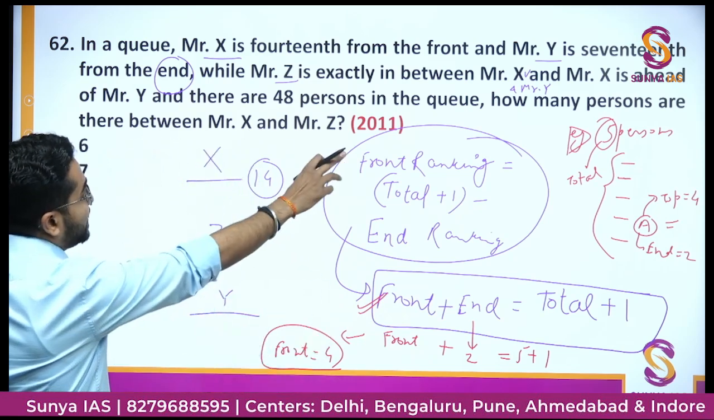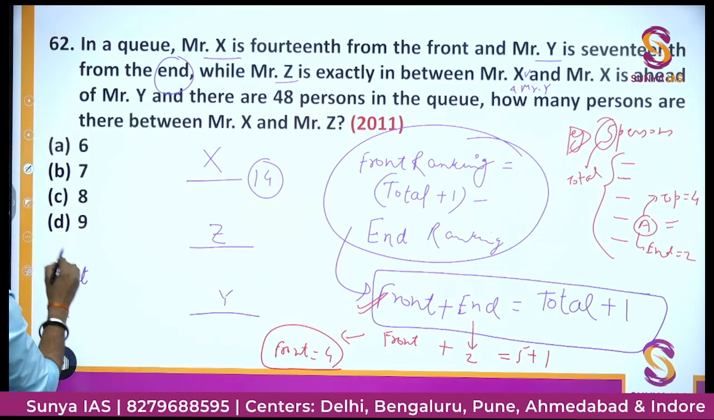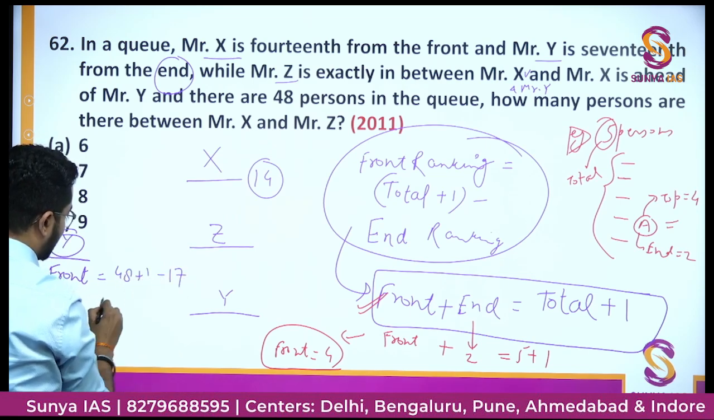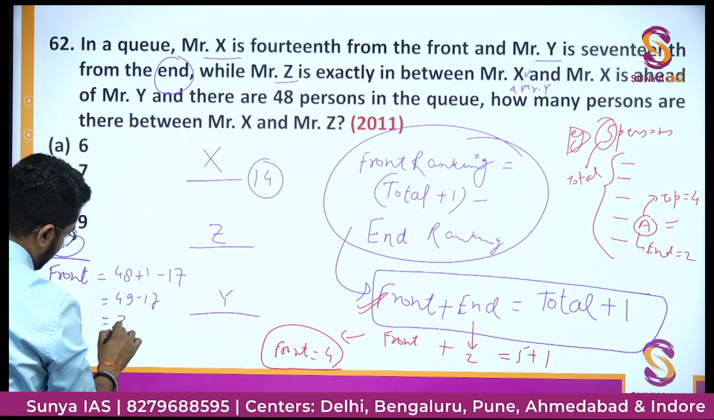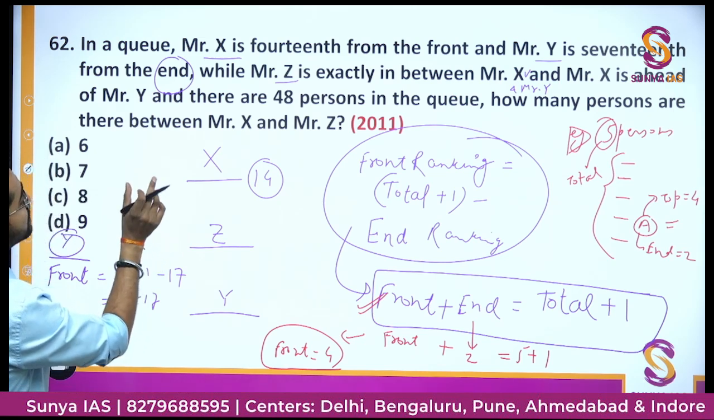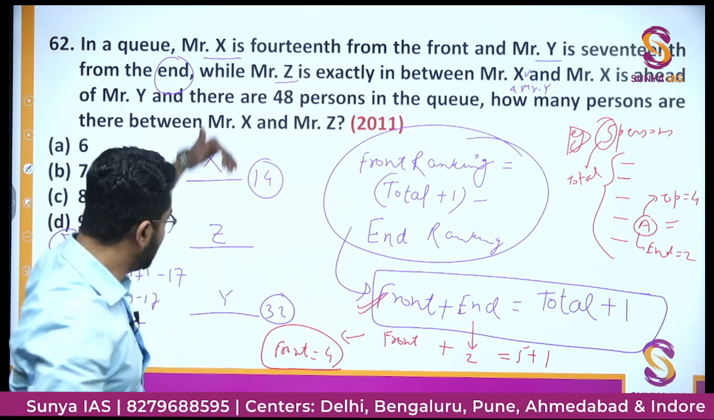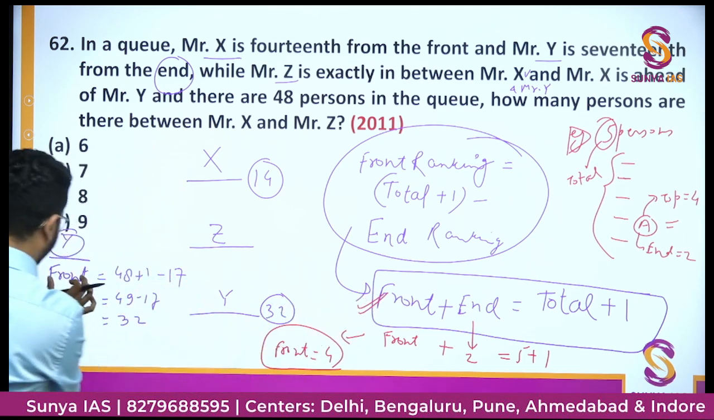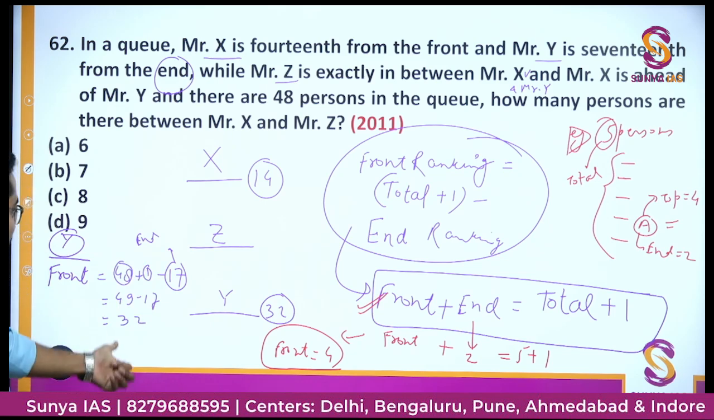So it is already given that Y is 17th from the end. So if Y is 17th from the end, then what will the front ranking of Y be? Total there are 48 persons plus 1 minus 17, 49 minus 17, that is 32. Y is 17th from the bottom, this is 32. Am I correct? So Y's ranking from the top will be 32. At 32 from the top, so 17th from the bottom. How did we get this formula? Front is equal to total 48 plus 1 minus end ranking 17. So the top ranking is 32.